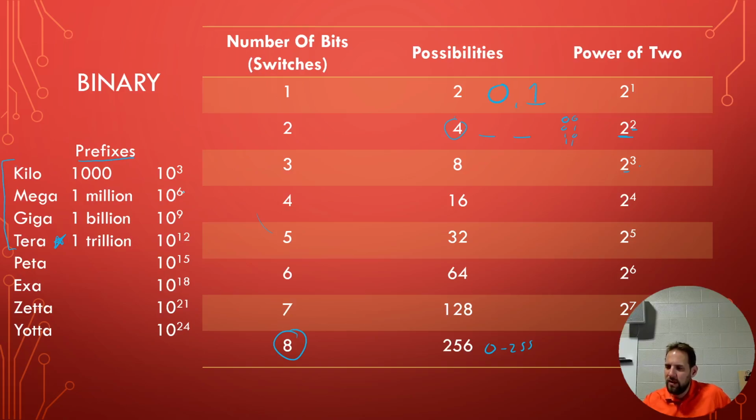It's 3, 6, 9, and 12. Each time we go up by 3. The initial, without a prefix, would be 10 to the 0. Then we go up to plus 3, then plus 6, plus 9, and plus 12. So as long as you can remember kilo, mega, giga, tera, and you increment by 3, you're pretty good here. Yeah, so they just keep going.